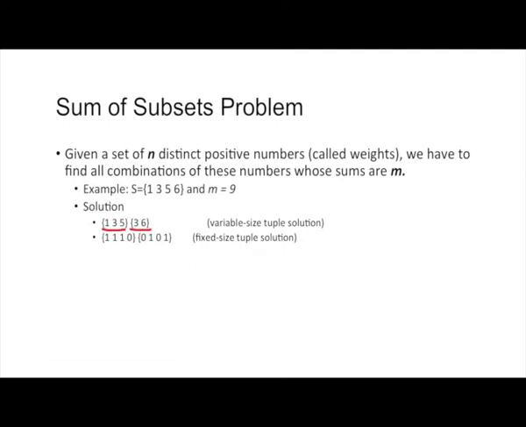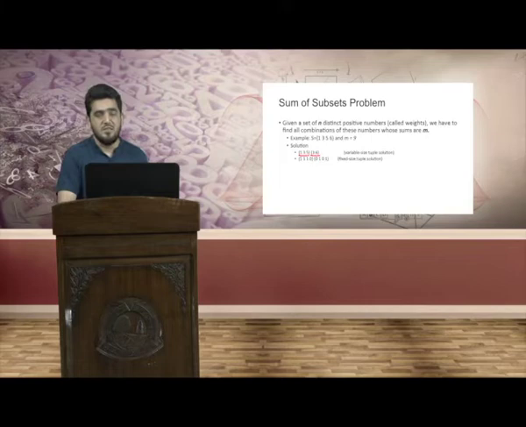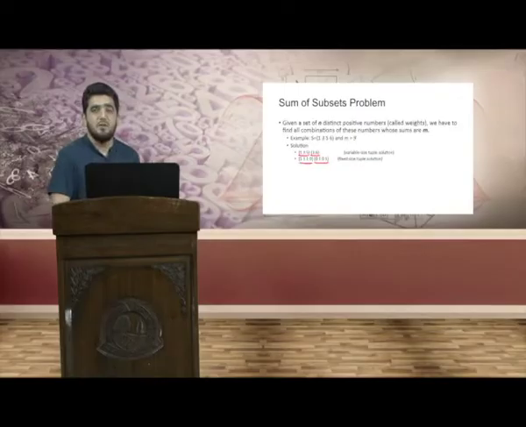Another way of representing the same solution would be using the fixed size tuple solution. In this solution, each solution set has the same number of elements, or the number of elements in each solution set is equal to n, that is the number of input elements. As you can see in the second case, the number of elements here is equal to 4, which is the number of elements that we had in our set, and the second solution also has 4 elements. But the difference you can observe is the values that the elements in these sets can take can only be 0 and 1.